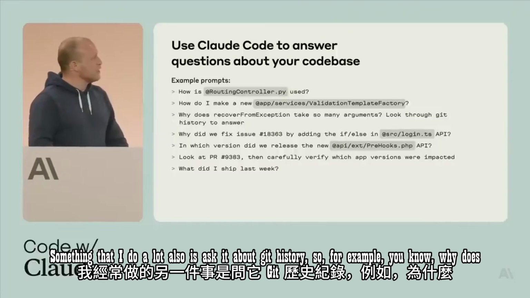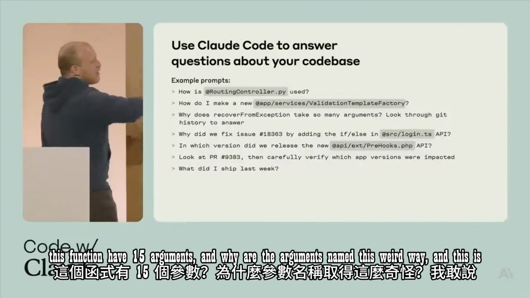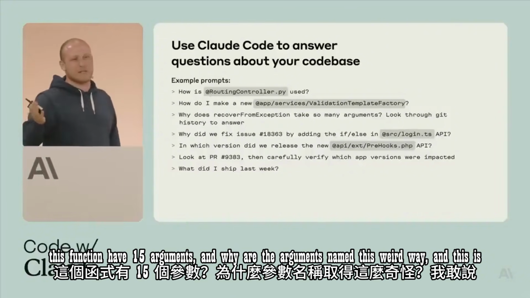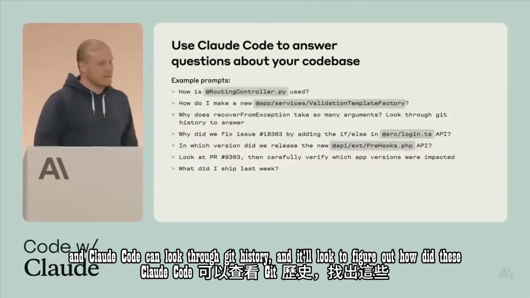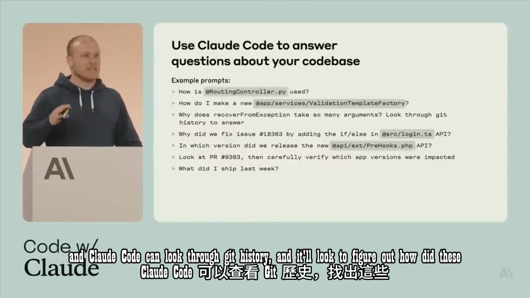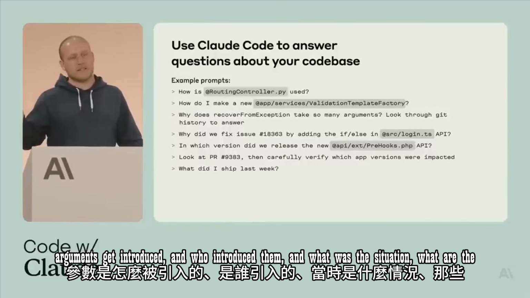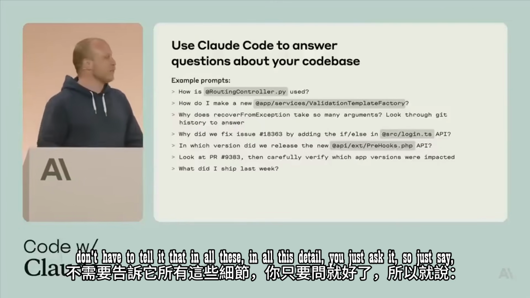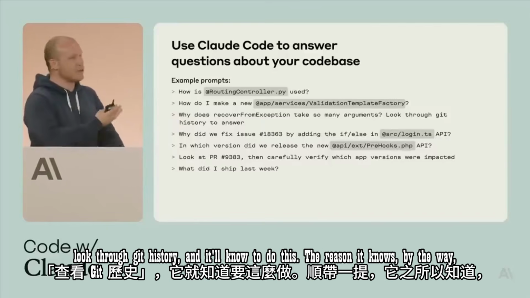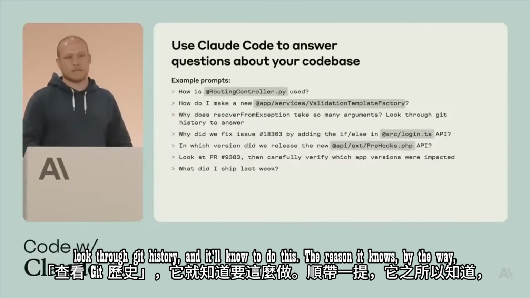Something that I do a lot also is ask it about Git history. So for example, why does this function have 15 arguments, and why are the arguments named this weird way? And this is something I bet in all of our code bases, you have some function like this or some class like this. And Claude Code can look through Git history, and it'll figure out how did these arguments get introduced, and who introduced them, and what was the situation, what are the issues that those commits link to. And it'll look through all this and summarize it. And you don't have to tell it that in all this detail. You just ask it. So just say, look through Git history, and it'll know to do this.